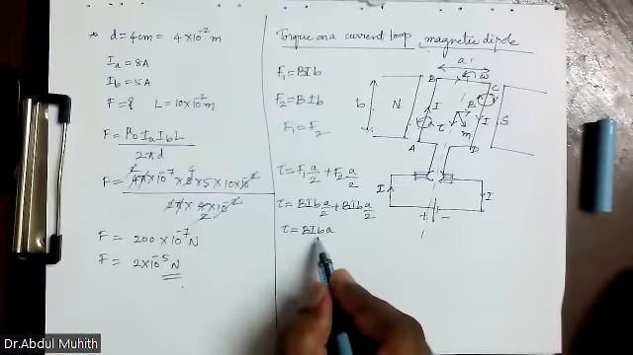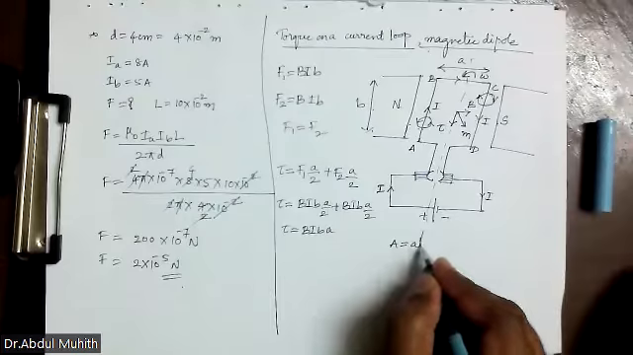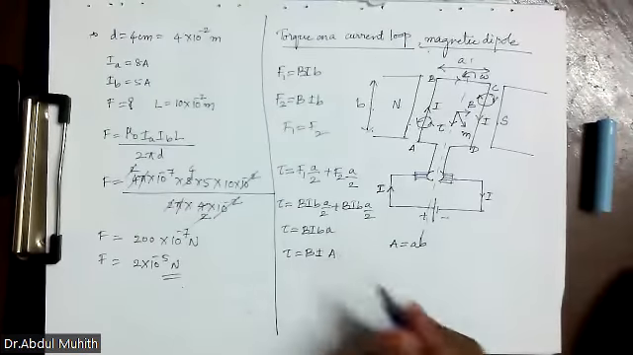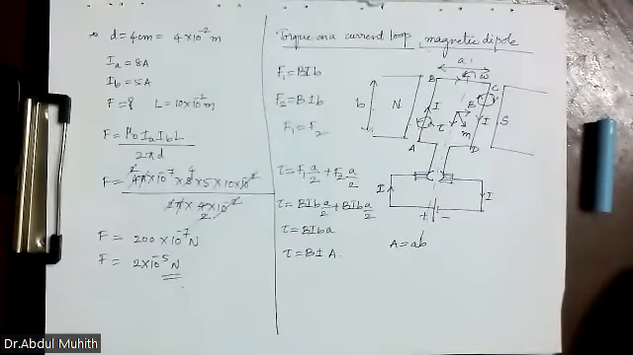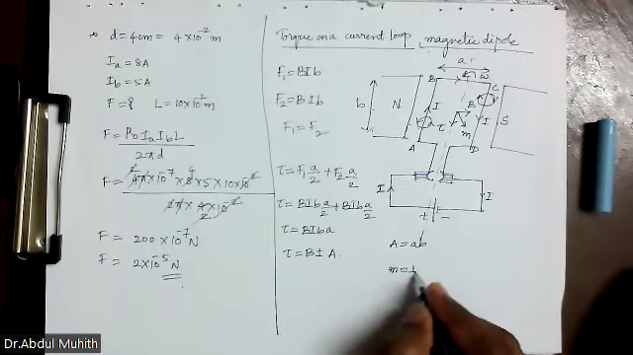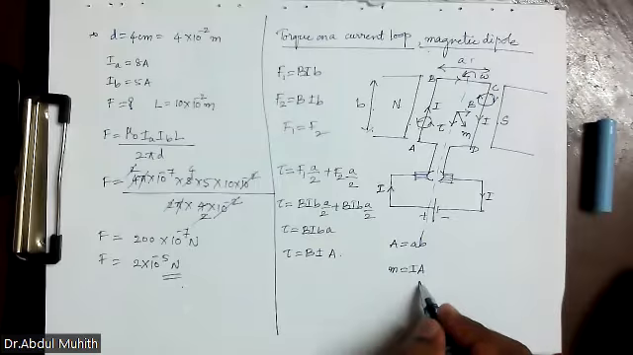So A and B are the length and width. The area of a rectangle is length into width. So tau is equal to BIA. Is that clear? Tau is equal to BIA. So we got this formula. If there are n number of turns, we write capital N: tau is equal to NIAB. Now we already know that magnetic moment is I into A. This came from the magnetism chapter.